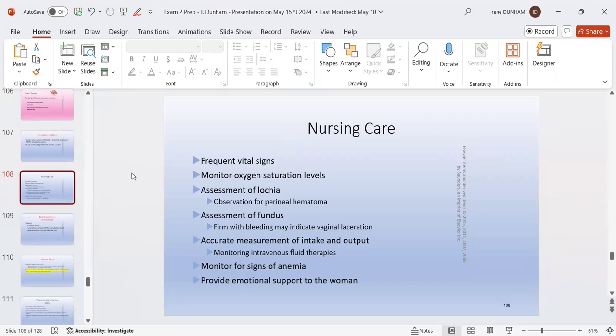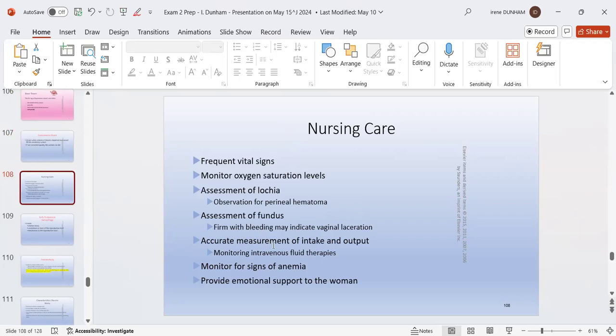Anybody that is showing signs of shock, you're always going to take frequent vital signs, give oxygen if necessary. So you have a pulse oximeter on her. You're always going to assess lochia and look for any kind of perineal hematomas. Assess the fundus. Always, always, always. If you have a soft, boggy uterus, you're going to do fundal massage. Okay. You want that uterus to be firm so that she bleeds normally less. You don't want her bleeding out. You don't want to have a hemorrhage. Okay. So make sure that uterus is nice and firm.